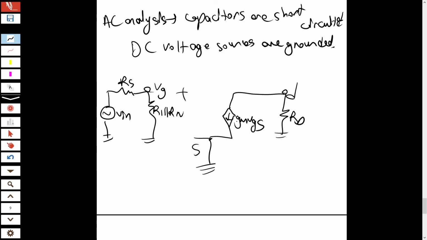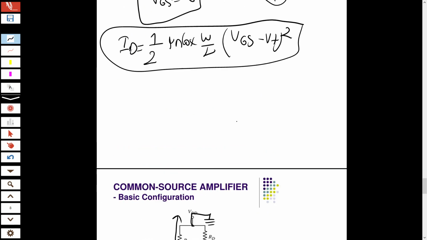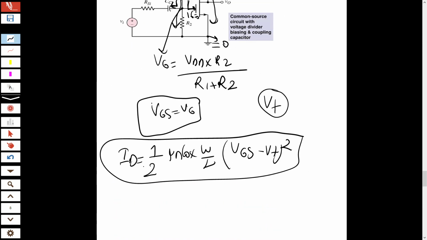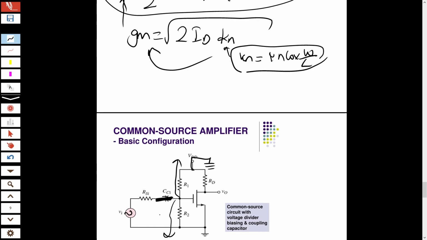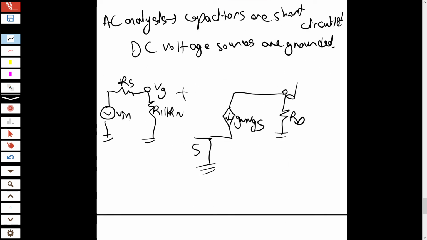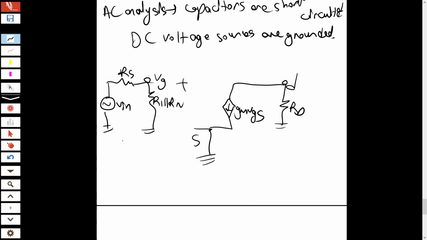So remember, when we do this analysis, we found ID. What was GM? GM is equal to the square root of 2 times ID times Kn. I mean Kn is equal to UN Cox omega over L, and this is known. So we calculated ID, so we can calculate GM and pass it to the AC analysis of this circuit. So remember, this is VGS.